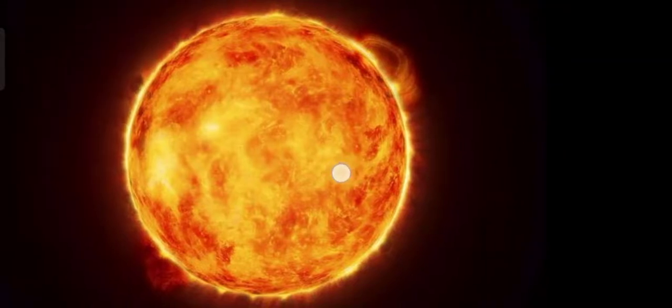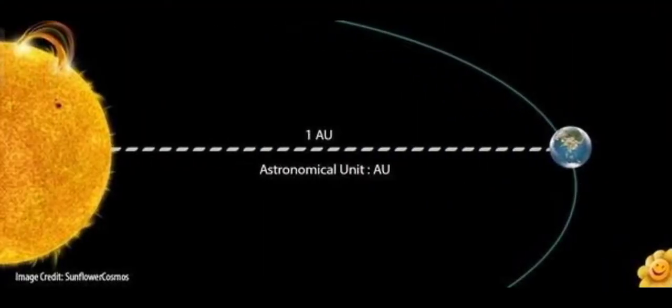An interesting fact is the average distance between sun and earth is about 150 million kilometers, and this distance is called one astronomical unit, that is 1 AU. And astronomical unit is used for measuring the distance of planets and satellites within the solar system.